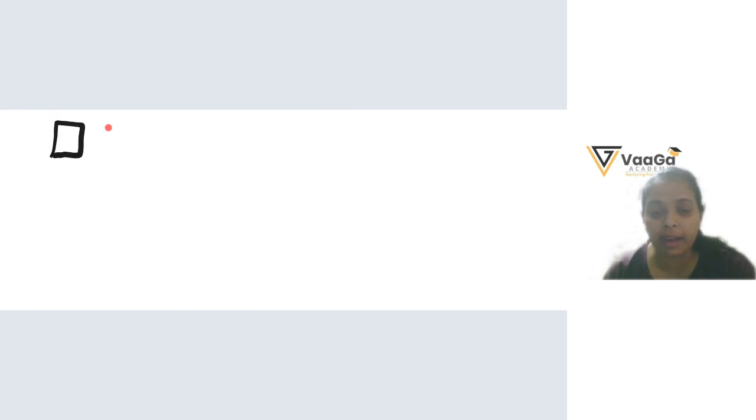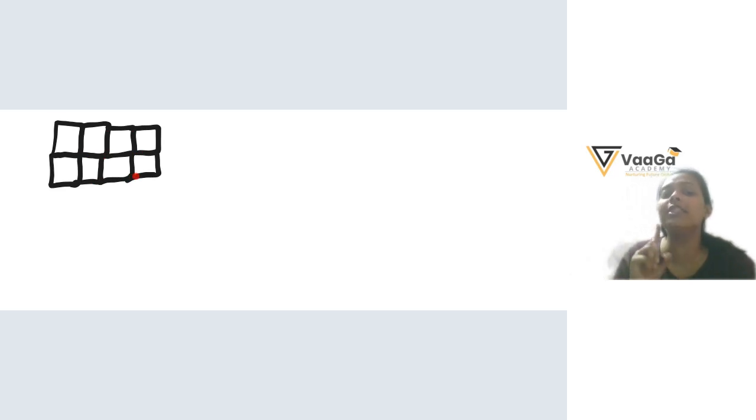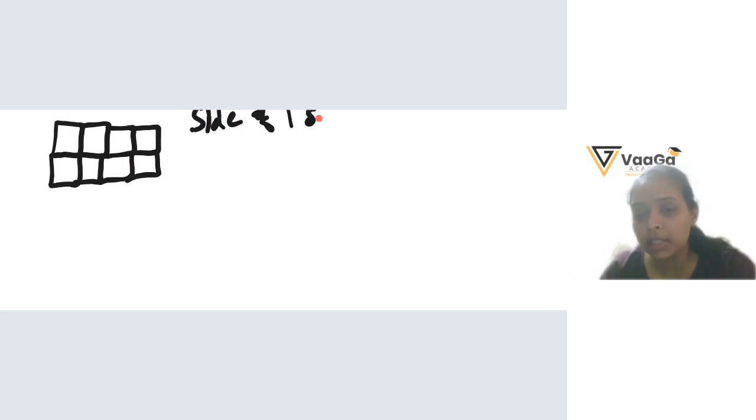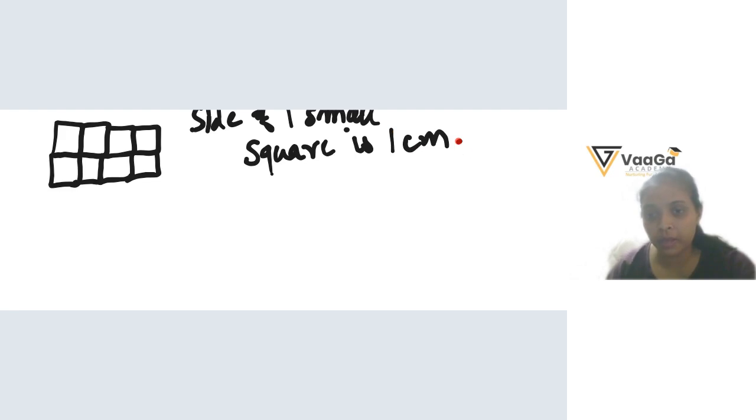These are the two shapes I have, and all these are squares, right? And the side of one small square is 1 centimeter. Okay, so you have to calculate the area and the perimeter for this figure. First tell me, is this a rectangle or a square? It's a rectangle. Rectangle, very good.